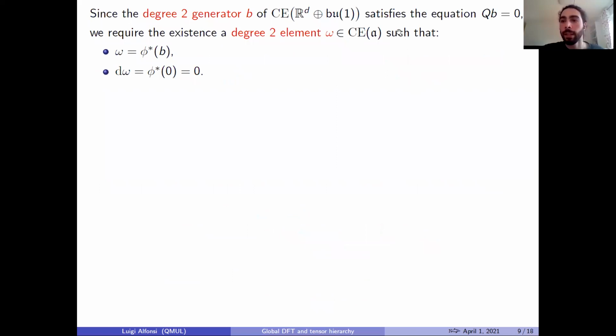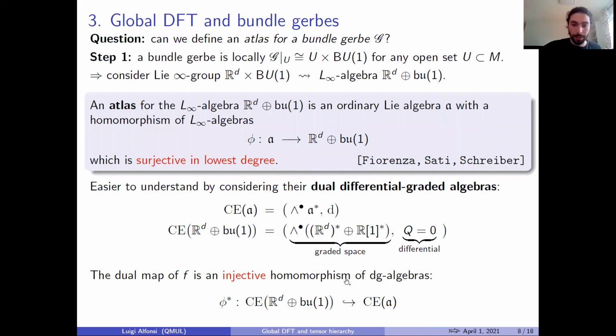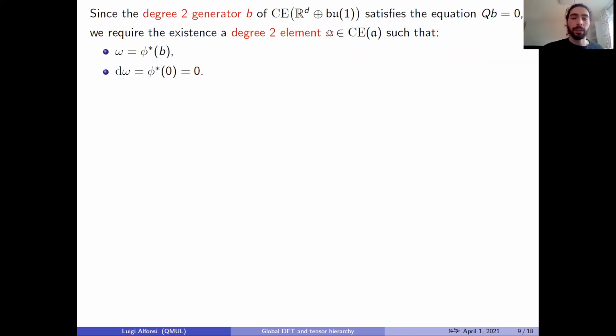So now, there is a higher degree generator of this algebra here that I will call B. For this map phi star to be an embedding of the dg algebras, we need on the other side a degree 2 element omega in the dual algebra of our atlas, such that it satisfies these equations here. 0, because the differential of B is 0, since the differential in the dg algebras is always 0.